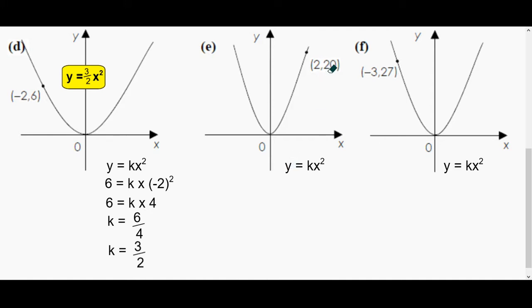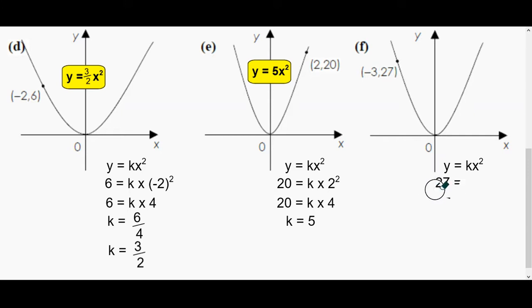Second last one, y is 20, x is 2. So 20 is equal to k times 2 squared. 20 is equal to k times 4. K is equal to 5. So this is y equals 5x squared. And the last one, 27 is your y, negative 3 is your x. So 27 is k times negative 3 squared. That goes to 9. So 3 times 9 is 27, so k is 3.